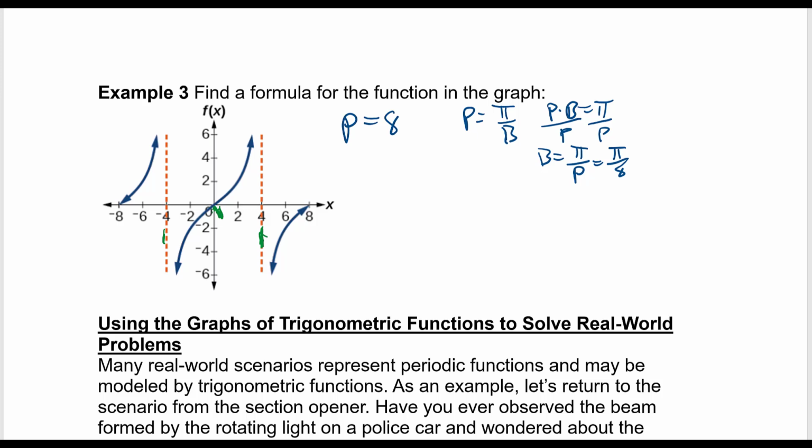And vertical stretching, let's think about that for a second. At this middle point between the crossing point and the asymptote, it should be at a 1. This is at a 2. So our a must be 2. So f of x should be 2 times tangent of pi over 8 times x. There's no plus c. C is 0 and d is 0.